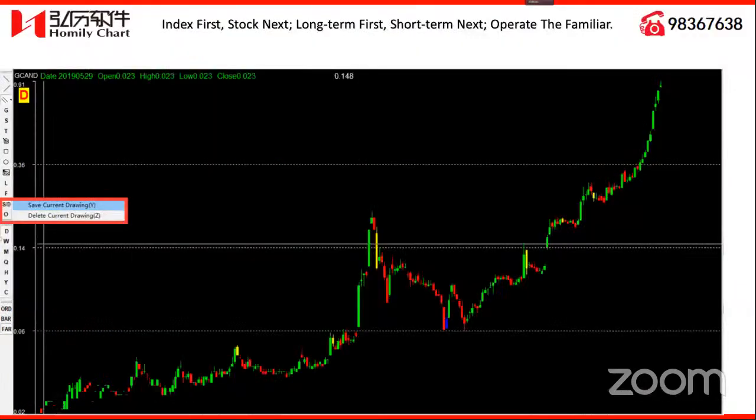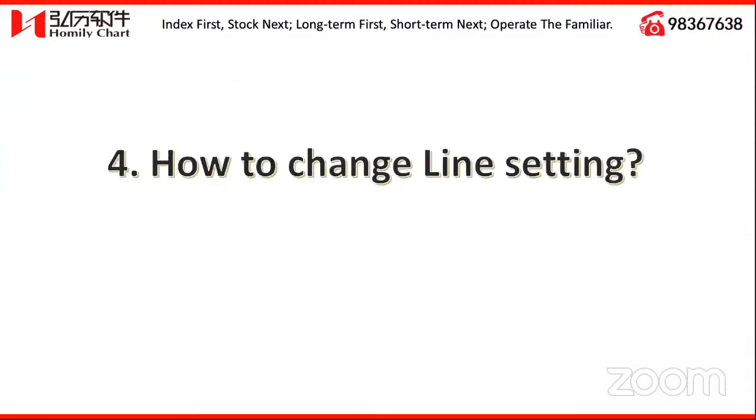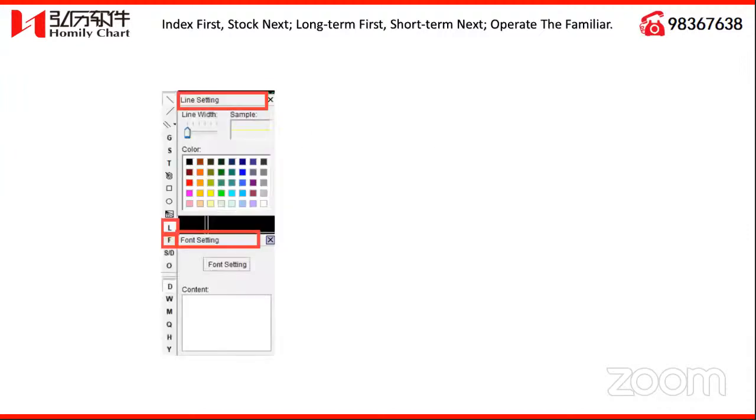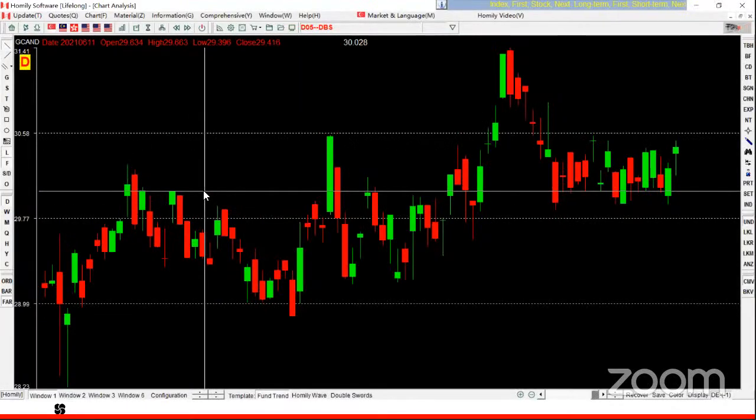Okay. Then how to change line setting? That is not difficult. Just select L, and then you will have the line setting. You can change the line width, the color, to change the line setting.